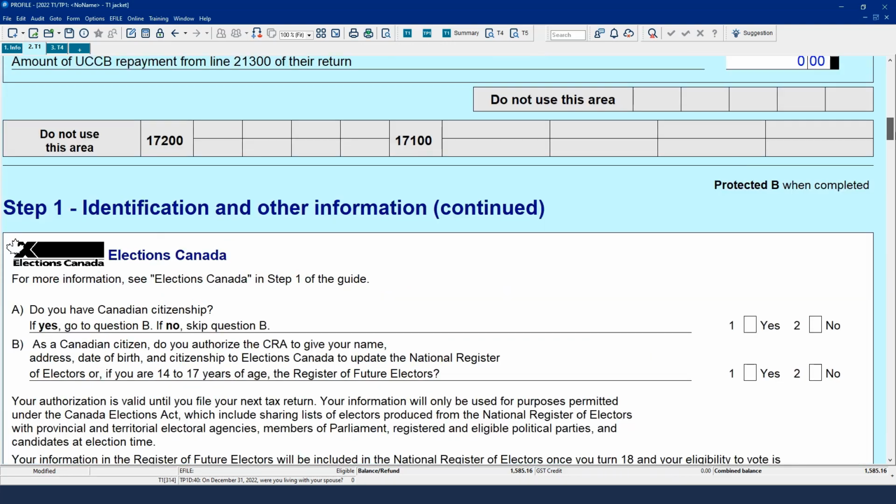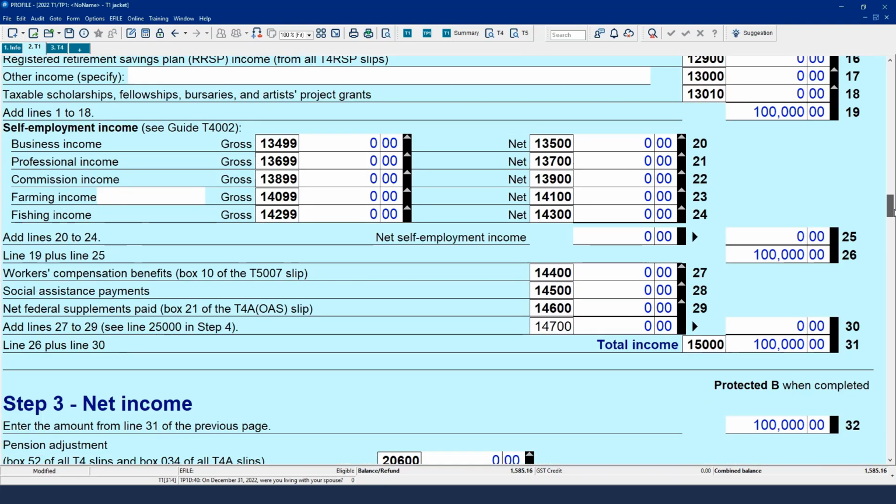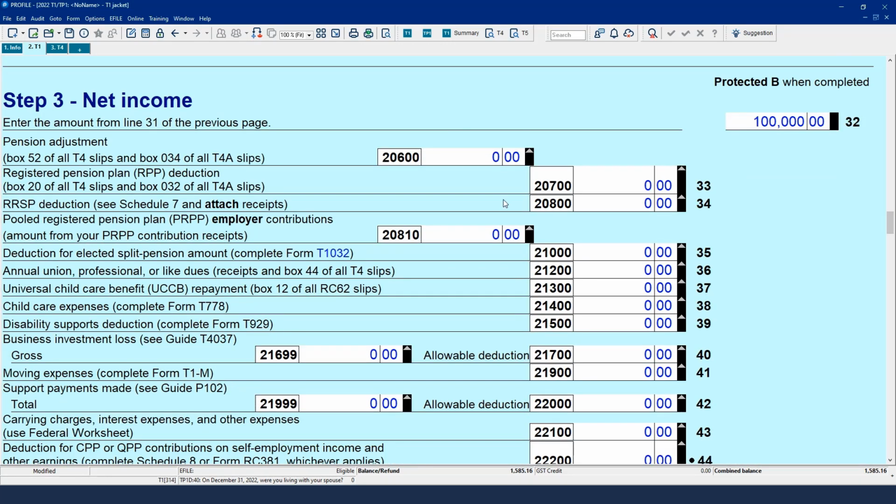Now let's look at a situation where I did do an RSP contribution. The RSP contribution comes before net income. It's this line here, line 2800 on your T1. The T1 is just the name of the tax return that you're actually submitting to the government.